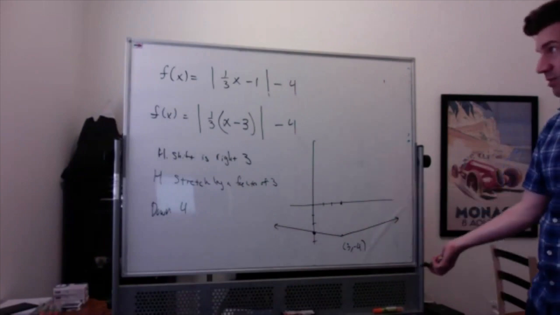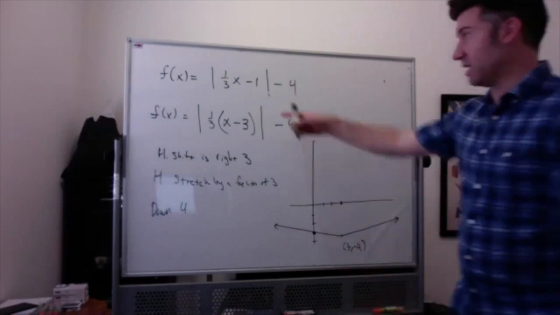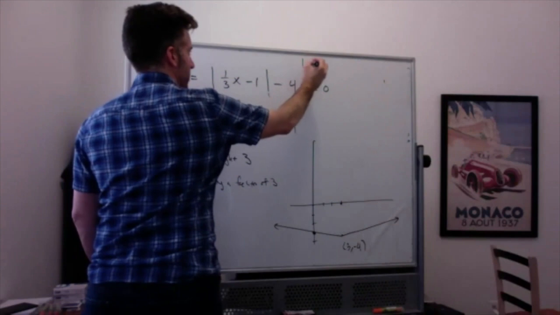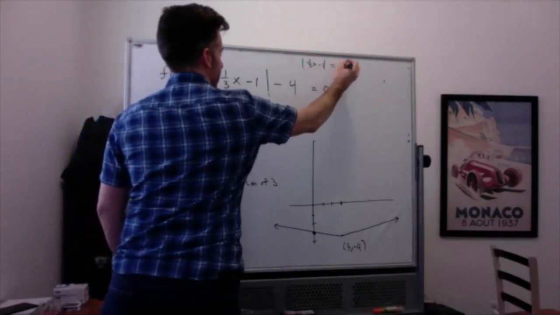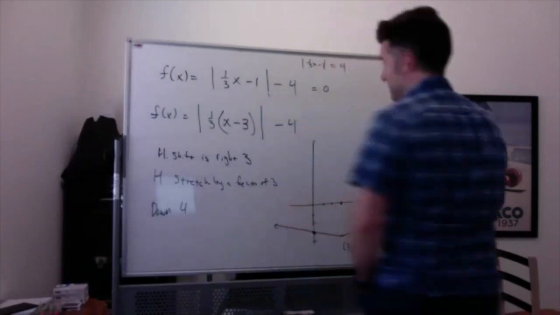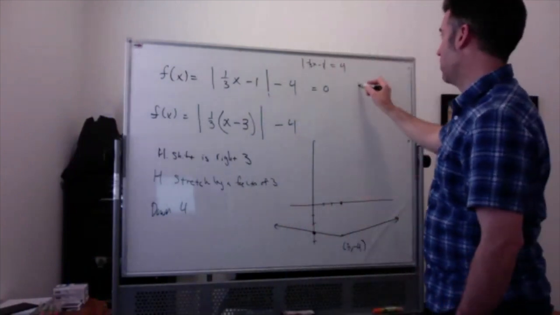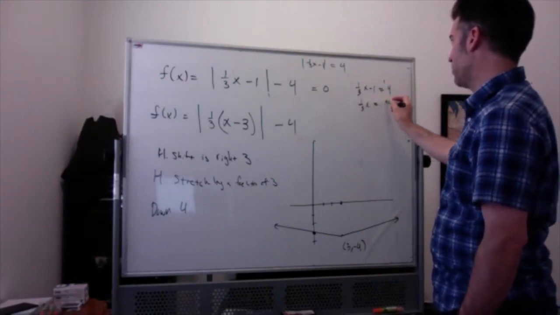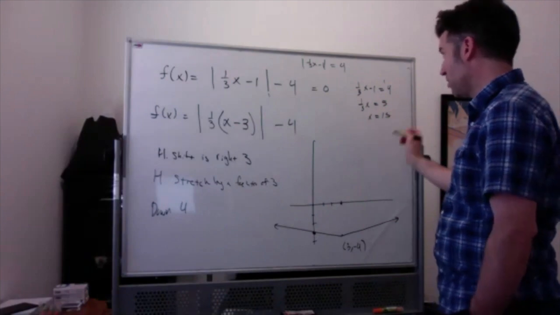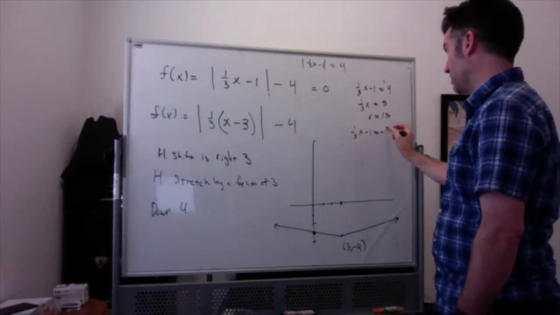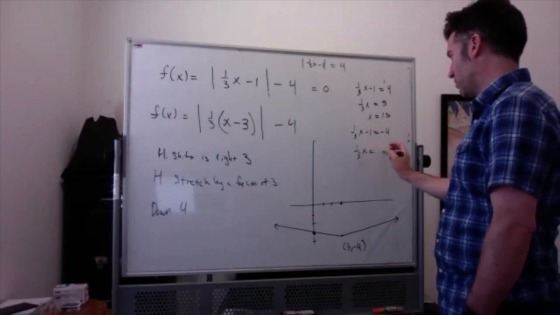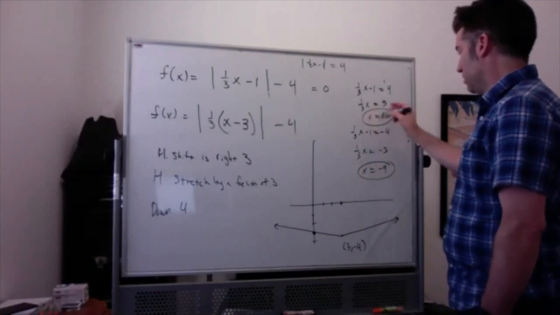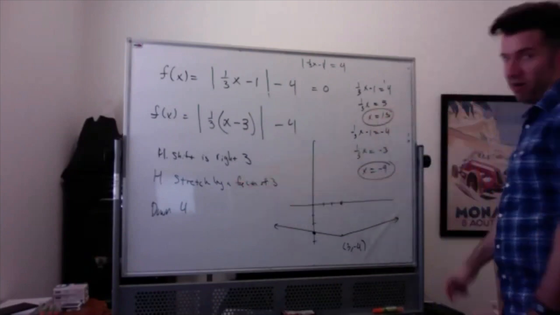Eventually there would be an x-intercept. We could find the x-intercept by setting this equal to 0. If you set this equal to 0, then the absolute value of 1/3 x minus 1 has to equal 4, which means the insides either have to be positive 4 or negative 4. So you get 1/3 x minus 1 equals 4, which is 1/3 x equal to 5, which is x equal to 15, or 1/3 x minus 1 equals negative 4, which is 1/3 x equal to negative 4 plus 1, which is negative 3, which is x equal to negative 9. So you have an x-intercept over there and an x-intercept way over there.